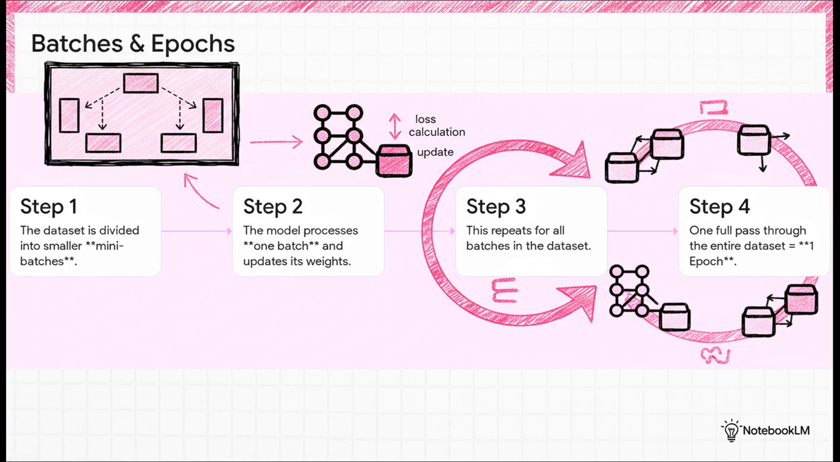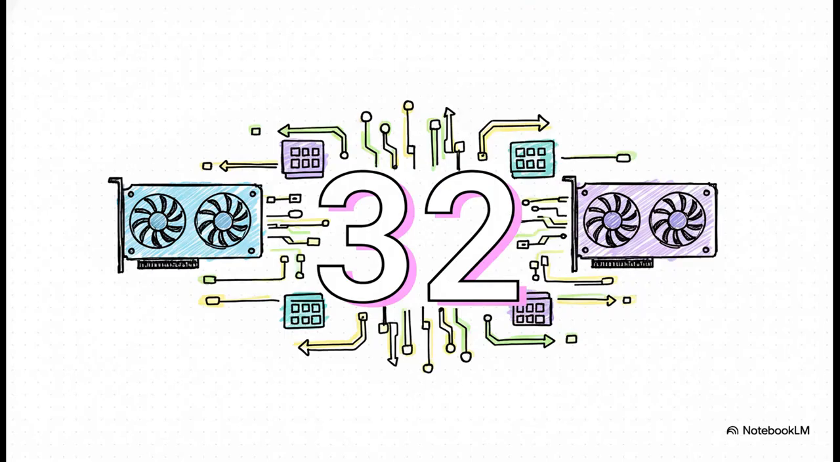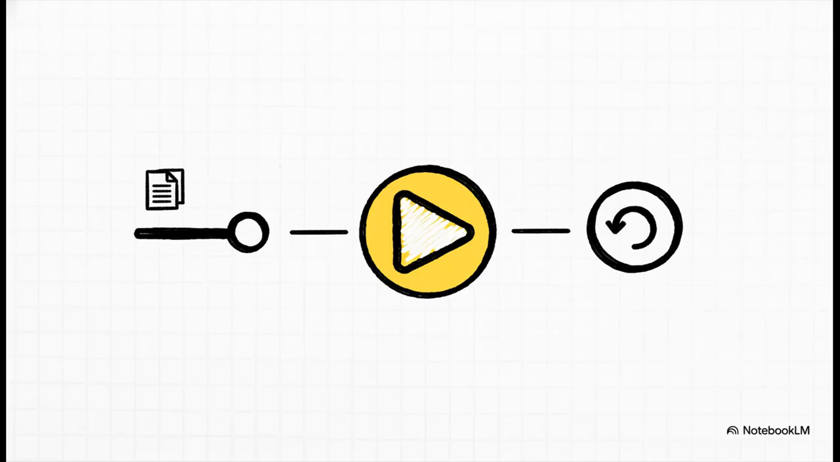The model looks at one batch, makes an update to its weights, then looks at the next batch, makes another update, and so on. Once it's gone through every single batch and seen the whole data set one time, that's one epoch. So what's a good batch size? Well, you'll see powers of 2, like 32, 64, or 128, pop up everywhere. And that's not an accident. It's because modern computer hardware, especially GPUs, is designed to work most efficiently with data in these nice, neat binary chunks.